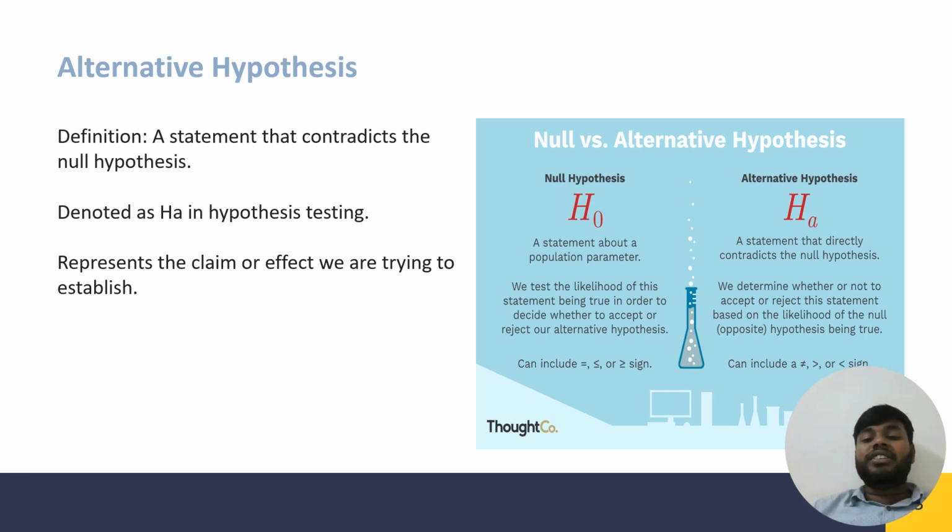Null hypothesis versus alternative hypothesis. Null hypothesis H0, alternative hypothesis HA. A statement about a population parameter, and a statement that directly contradicts the null hypothesis. We test the likelihood of this statement being true in order to decide whether to accept or reject our alternative hypothesis. We determine whether or not to accept or reject this statement based on the likelihood of the null hypothesis being true.